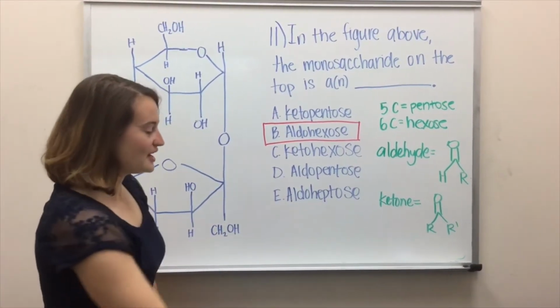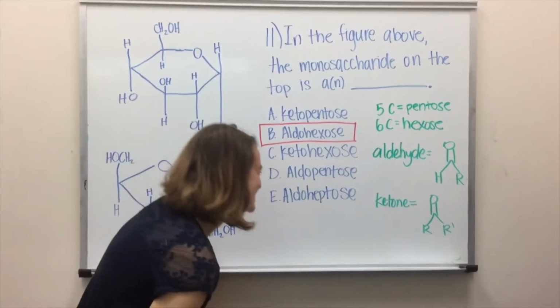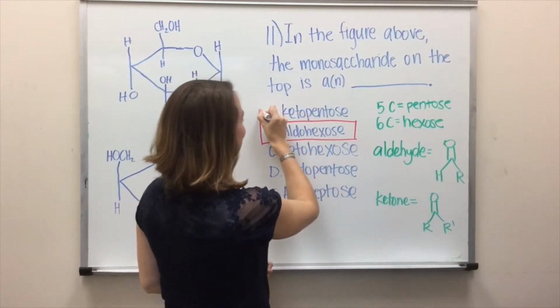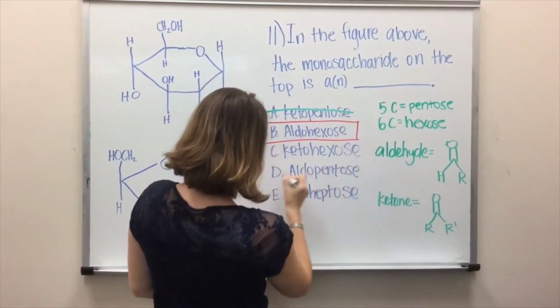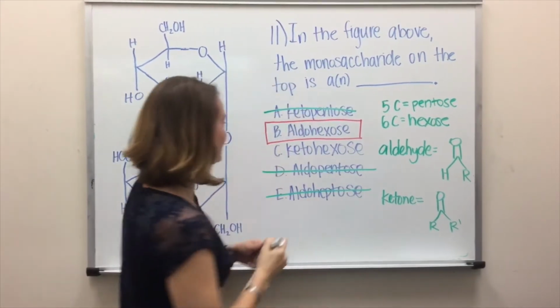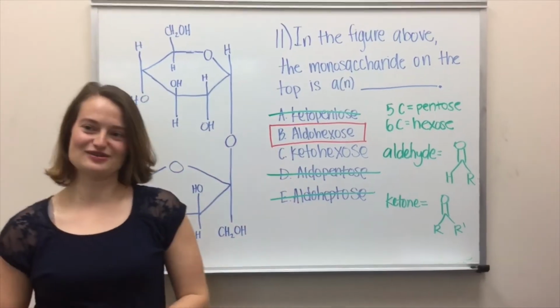We could already eliminate a couple of these answers. It's fine. Cross it out, cross it out, cross it out. Okay. Now we're left between the choice of aldohexose and ketohexose.